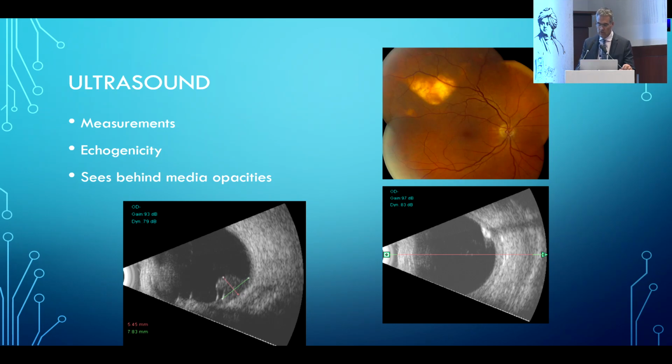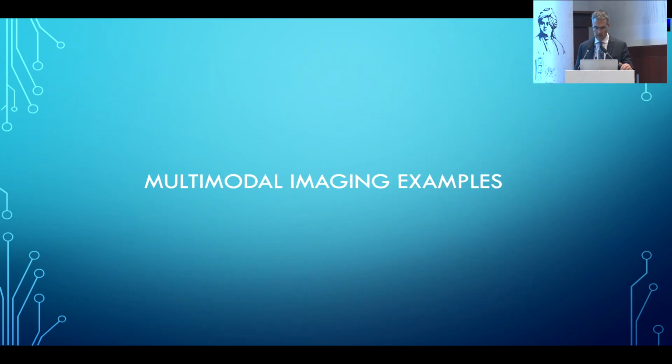And we still, of course, use ultrasound, very useful in tumours where you can measure the tumour, you can look for response to treatment, and characterise it by its echogenicity and shape. And of course, it's also useful for imaging the posterior segment if you've got media opacity. So I'll show a few examples.